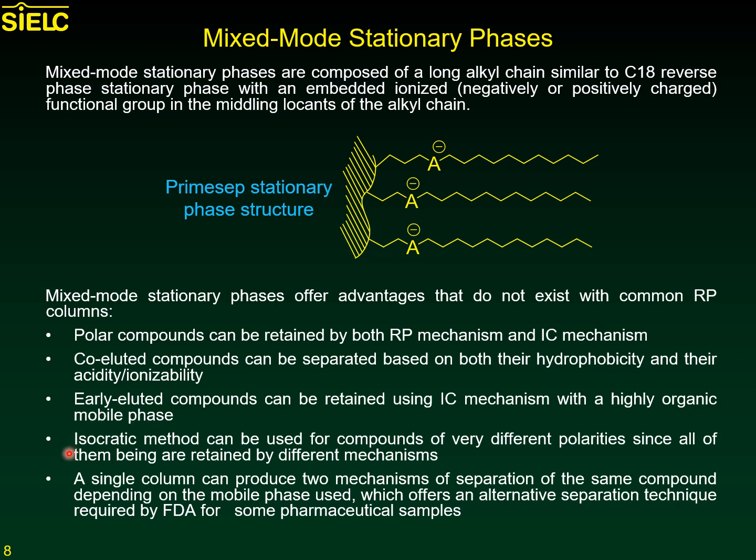And as an added bonus, a single column itself can produce two different mechanisms of separation for the same compound, depending on the mobile phase that's used. This is beneficial because it offers an alternative method of separation, which is sometimes required by the FDA for some pharmaceutical samples.